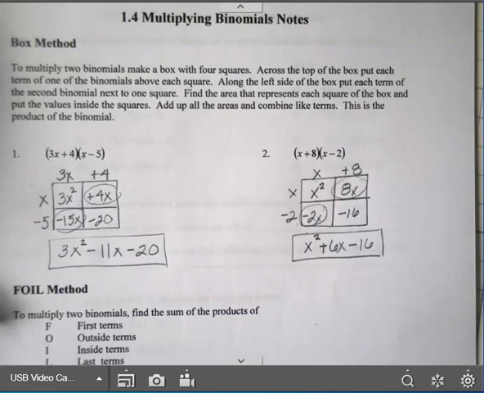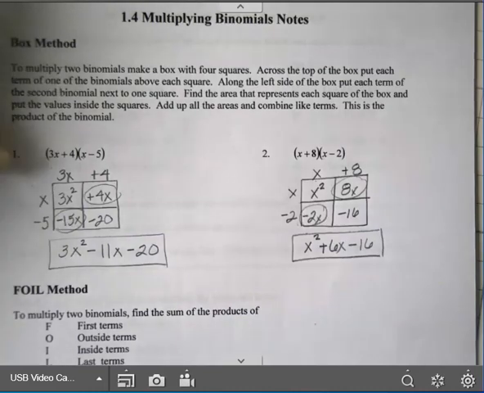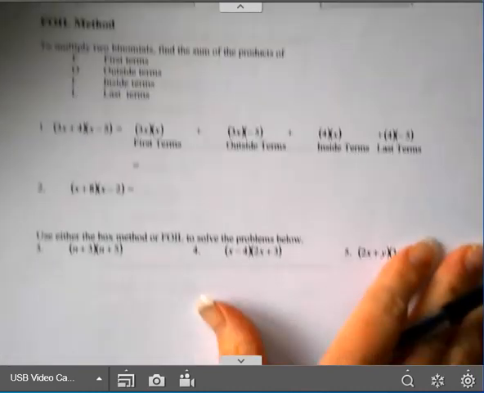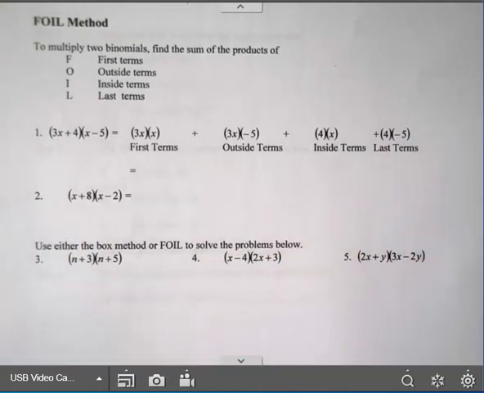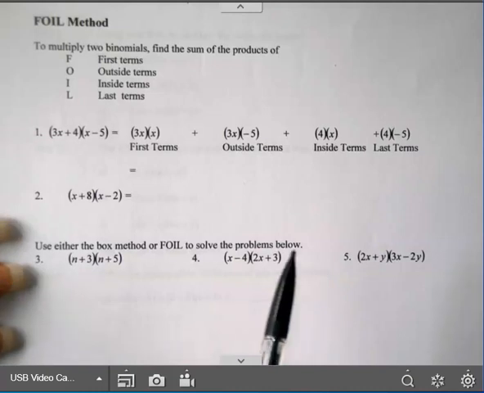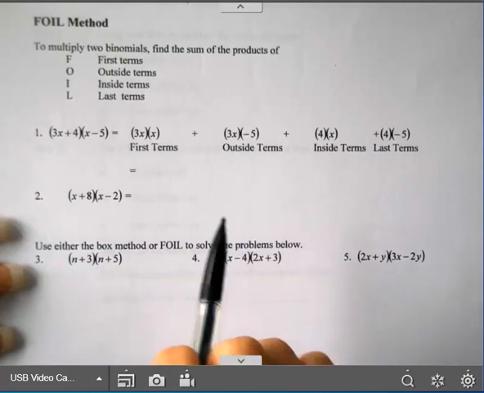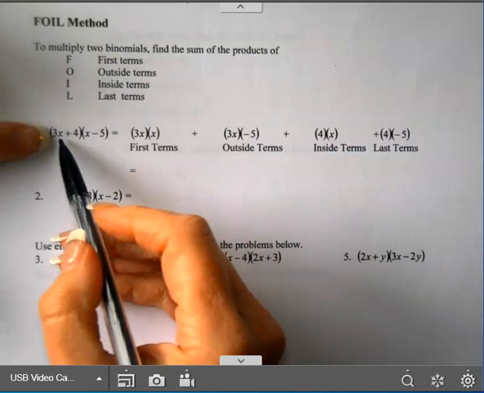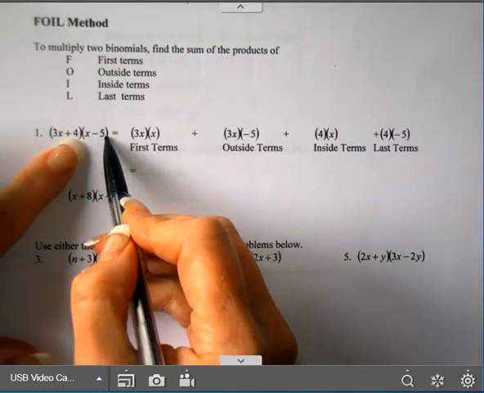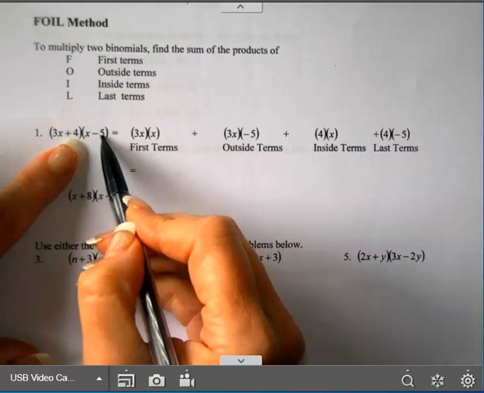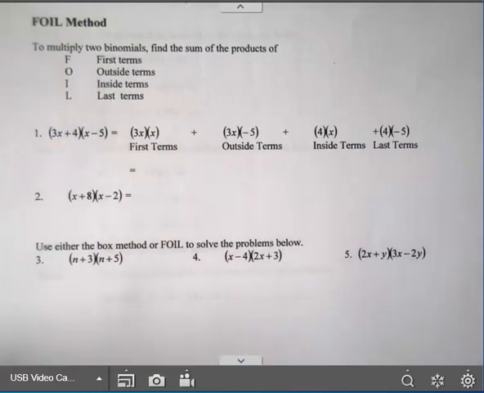We're going to continue to multiply binomials today, but we're going to do the FOIL method this time. FOIL is just an extended version of the distributive property. So in this case, I would take 3x and multiply it with both of those terms, and I also have to take the 4 and multiply with both of those terms. FOIL is just a nice way to keep that distributive property organized.